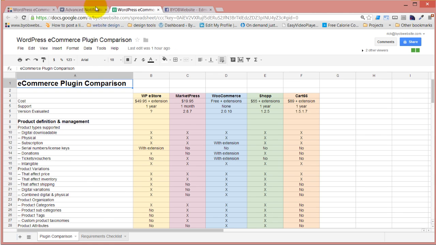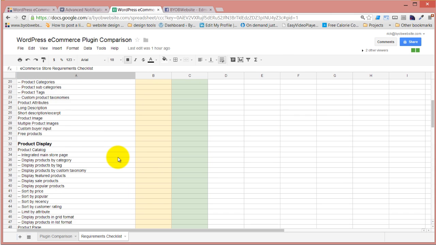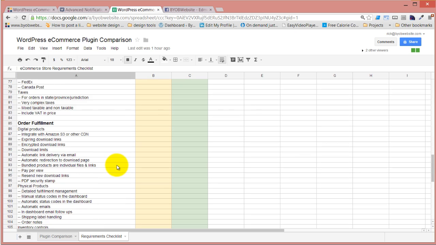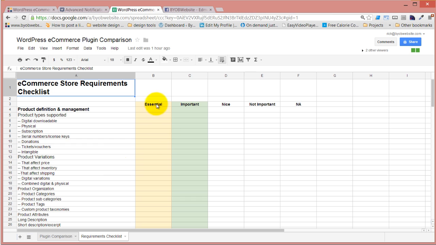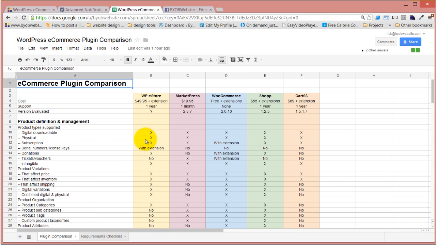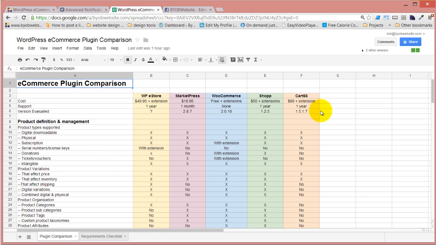And by the way, next week, I'm not finished with it yet, but next week we'll have a checklist for you to use, where you can go through this 100 and some odd different points and determine whether it's essential, whether it's important, whether it'd be nice, not important, or not applicable, and then you'll be able to compare that to this checklist that essentially follows the same pattern, but says whether or not it's supported by each of the different plugins that we're talking about and in what way it's supported.